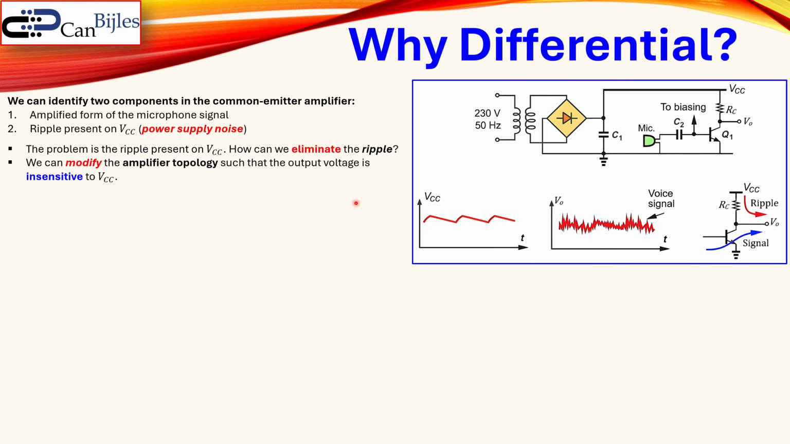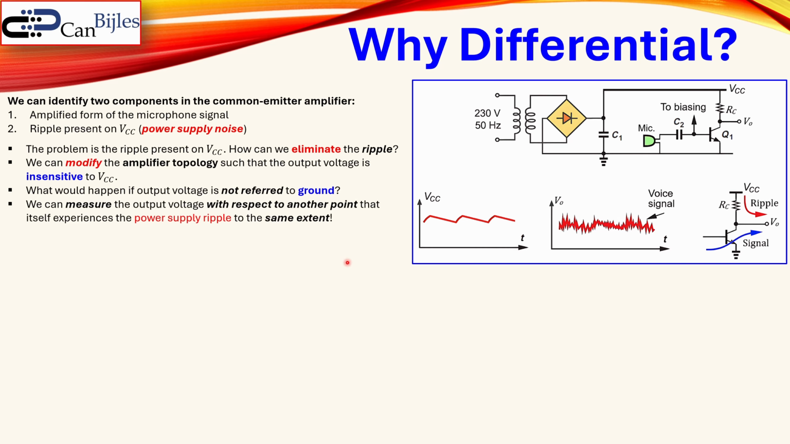Okay, now we can modify the amplifier topology such that the output voltage is insensitive to VCC. So what is then the possible topology for this? What will happen if the output voltage is not referred to ground? Maybe we can ask this question. If you look at this node, it is referred to ground. So we measure here with respect to ground. That is actually our reference. Now we might get a solution if we do not do that. So let's check that in more detail.